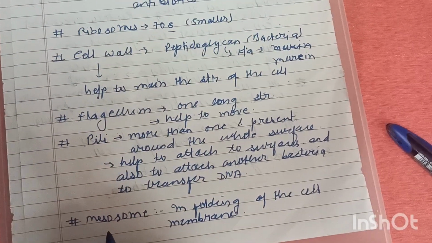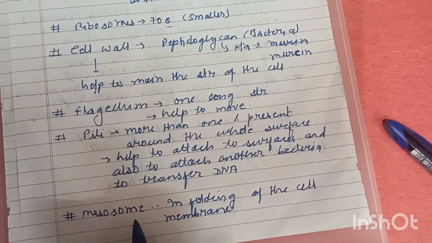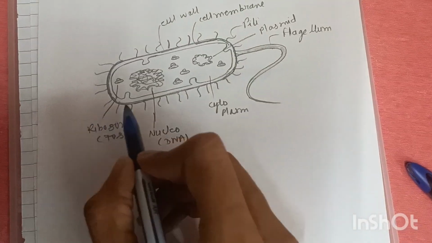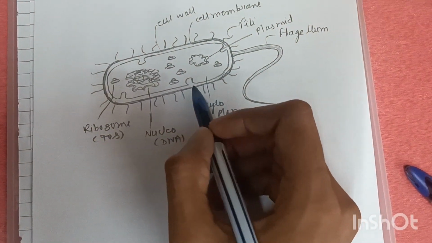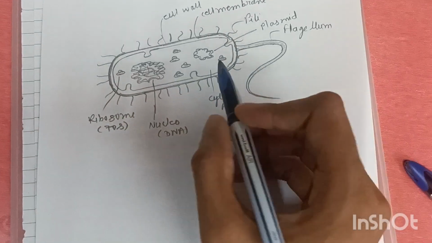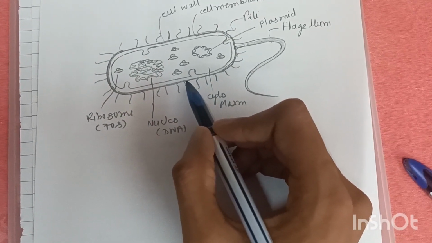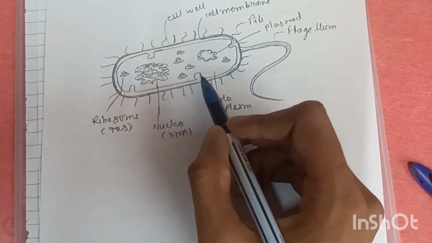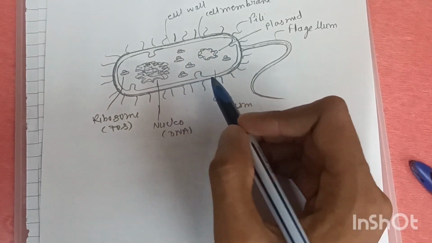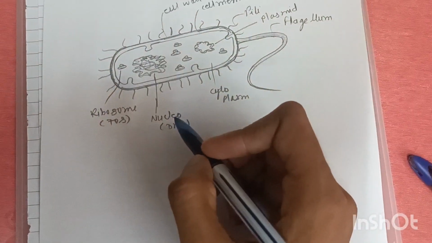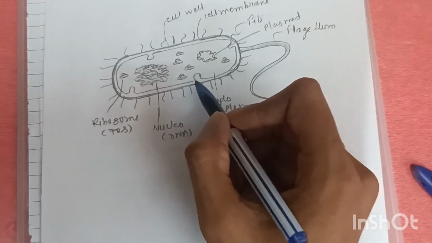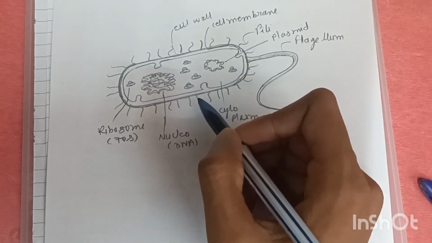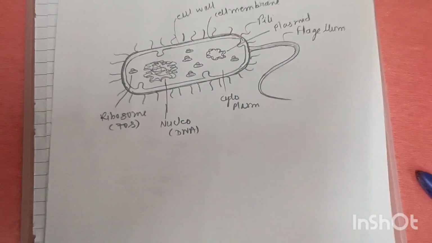And there is one more structure which is present in prokaryotes known as mesosome. What is mesosome? Mesosome is simply an enfolding of cell membrane. You can see after the outermost layer, the cell wall, a special layer is present covering cytoplasm, that is known as cell membrane. So at some point, cell membrane has an enfolding structure known as mesosome, and mesosome helps in respiration.